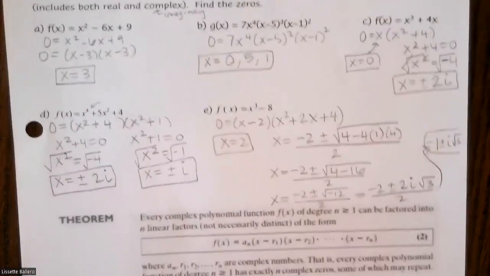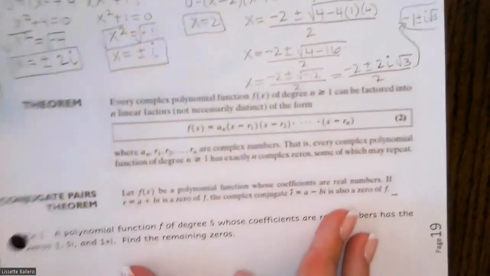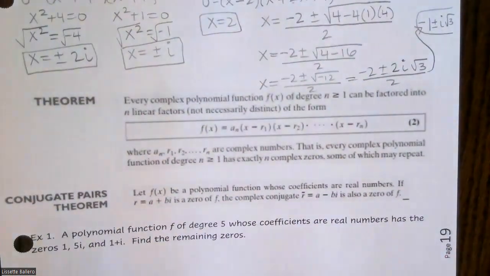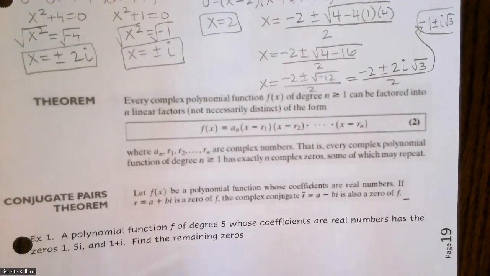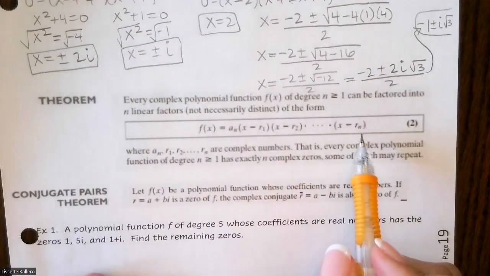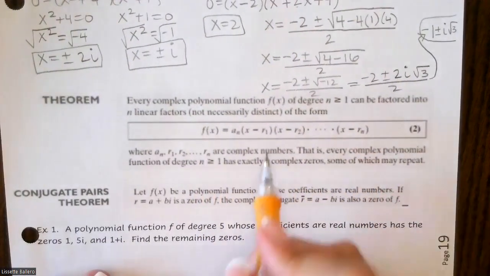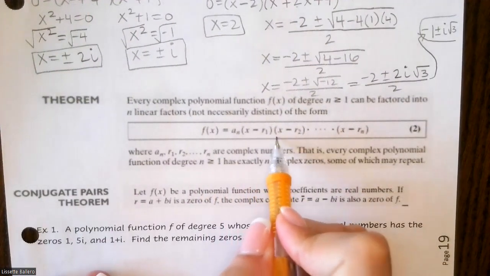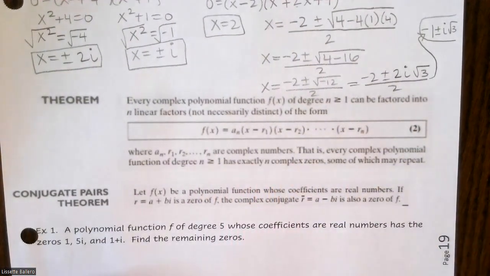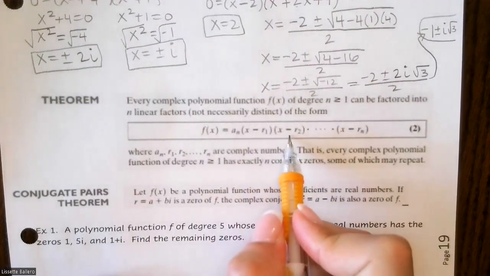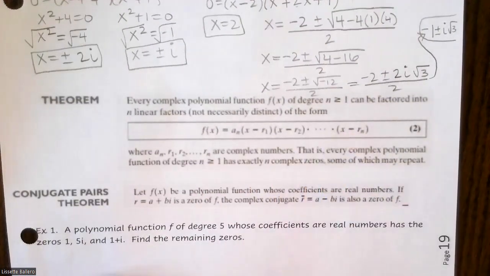All right, the next thing we're going to look at is this theorem here. It says every complex polynomial function with a degree of higher than 1 can be factored into linear factors, not necessarily distinct, of the form. So here is our polynomial in the factored form. You saw this in quadratics in Algebra 1. We always write it as x minus my first root, x minus my second root. Well, with polynomials, you can have a number of those depending on the degree. So if it's a degree 2, like a quadratic, you would only have 2. If it was a cubic, you would have 3, and so on.